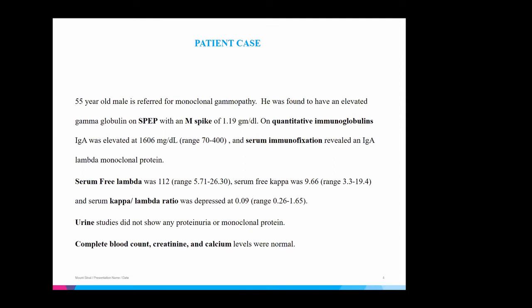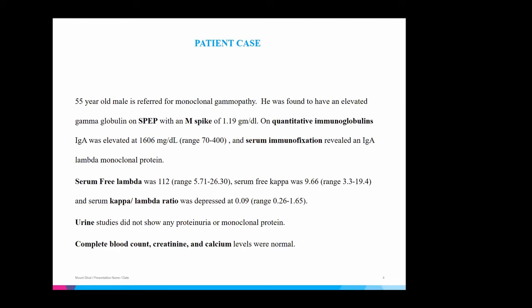I'm going to start with a patient case. A 55-year-old male was referred because of the finding of a monoclonal gammopathy. So he had an SPEP done, which showed an elevated gamma globulin and an M spike of 1.19 grams per deciliter. On quantitative immunoglobulins, his IgA was elevated at 1606 with a range of 70 to 400 normally. And serum immunofixation revealed an IgA lambda monoclonal protein.